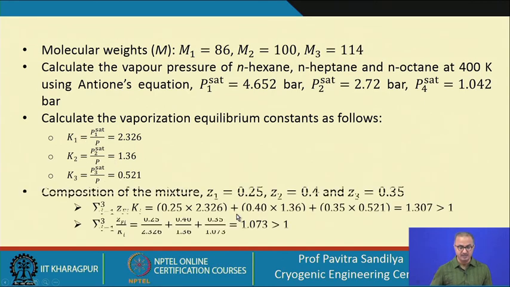And once we find the K values, these are the compositions of the feed, and we have been told that if we find the summation of Ki into Zfi and the summation of Zfi by Ki, and if these two are coming out to be more than unity, then we can say that the feed will split into two phases. So, these two conditions must be satisfied simultaneously to ensure that the feed splits into two phases.